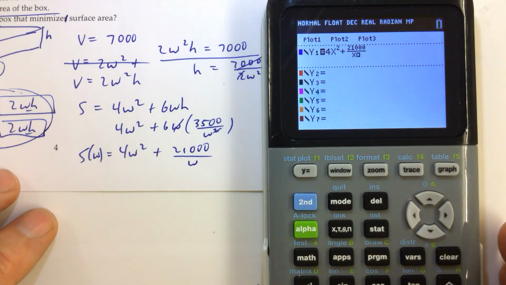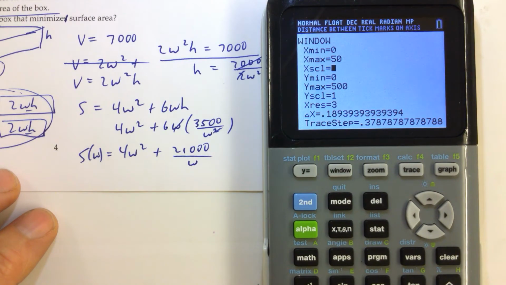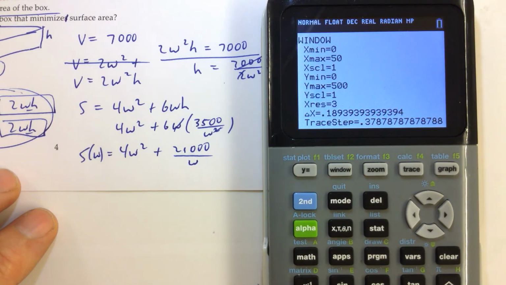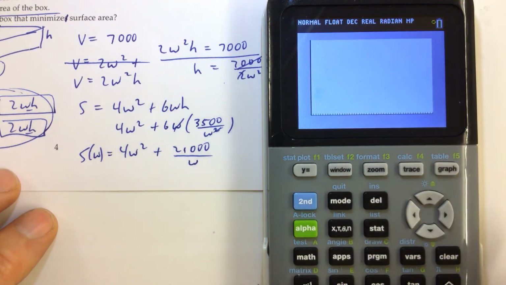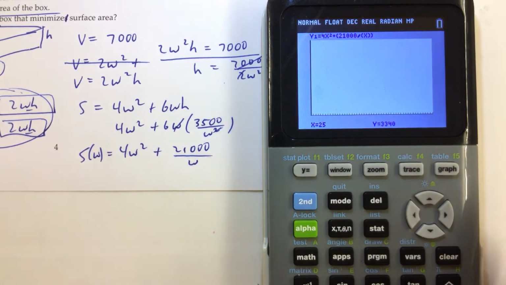So let's think about some constraints here. The volume of the box is 7,000, but our window, most likely, our x min has to be 0. And our x max, not sure, but I'm going to try 50. That's probably a little much, but maybe not. And then I'm not sure about the y max. Let's see if we get lucky. Not at all.